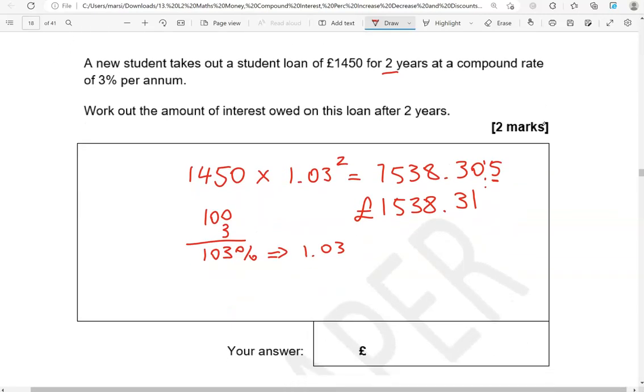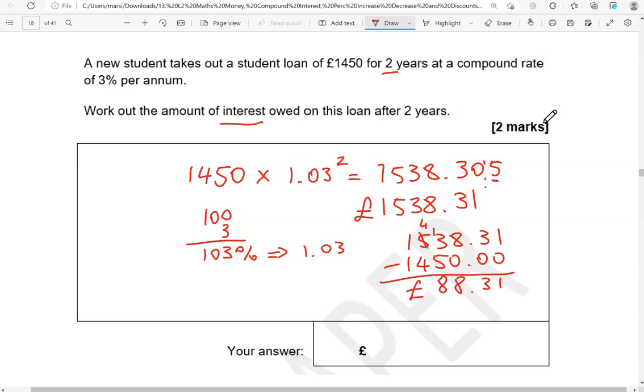The question is to work out the amount of interest only. So 1,538.31, take away 1,450. So that's 1, that's 3, that's 8, 13, take away 5 gives us 8. So that's 4, take away 4 is 0, so £88 and 31 pence.